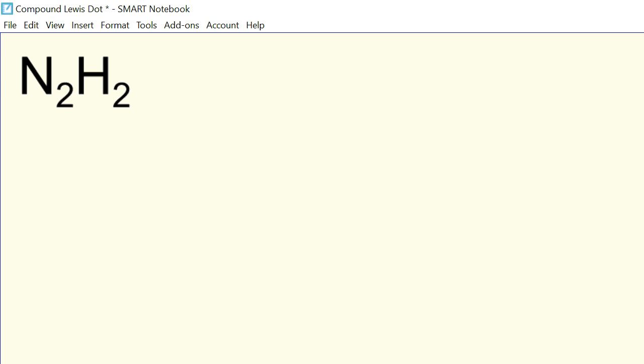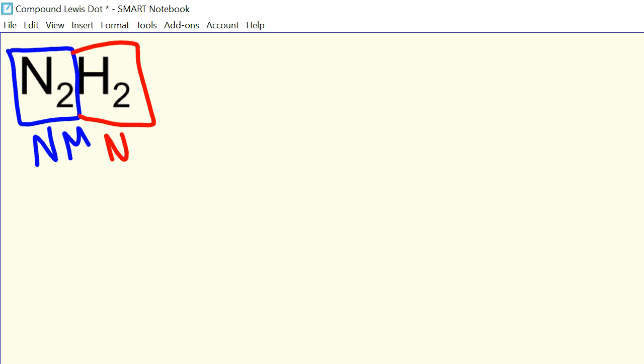Moving on to our second one. Again, is it ionic or is it covalent? So this is a nonmetal. Hydrogen is a nonmetal. So 2 nonmetals again create a covalent compound.